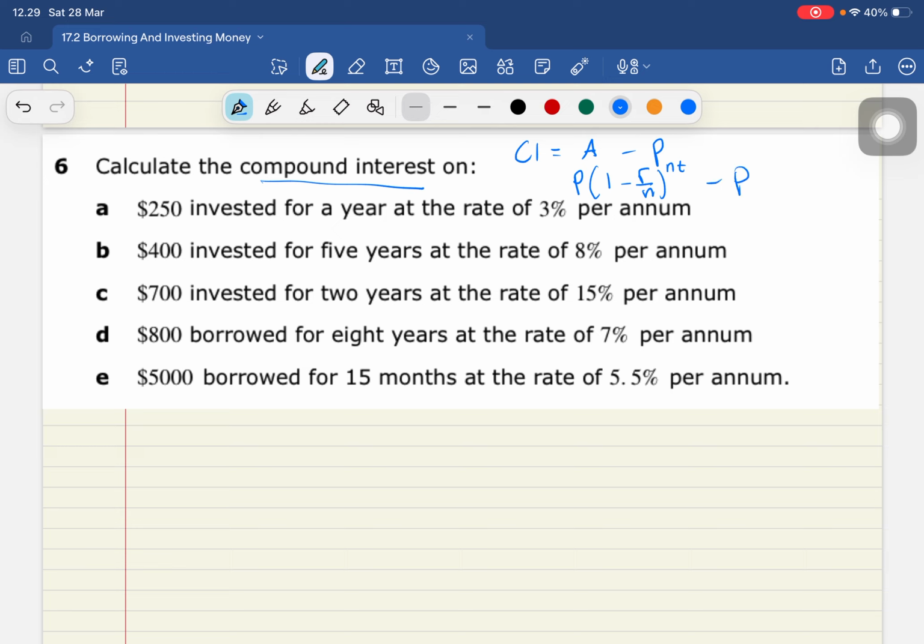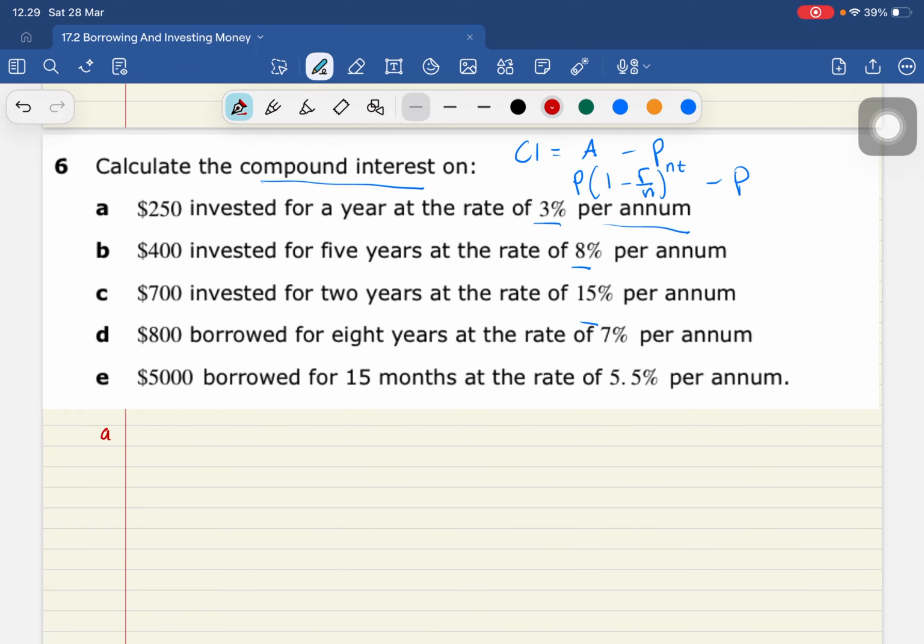P means the invested money. R is the interest rate. N is the time, like per year, okay, it is per year. And T is how long the compound interest runs. Okay, let's go to number 6A.